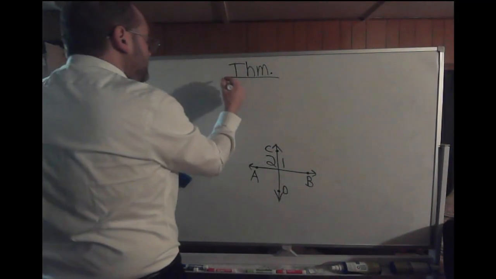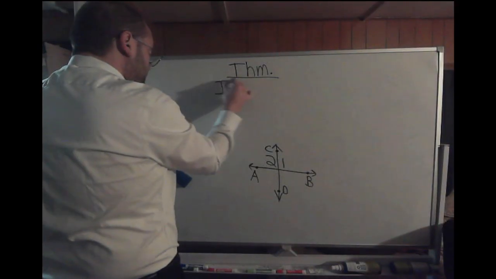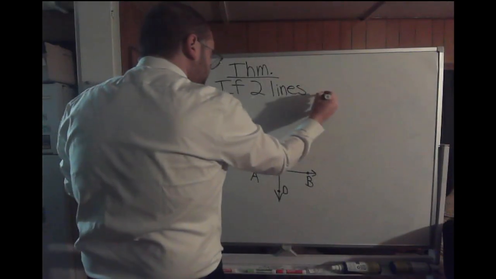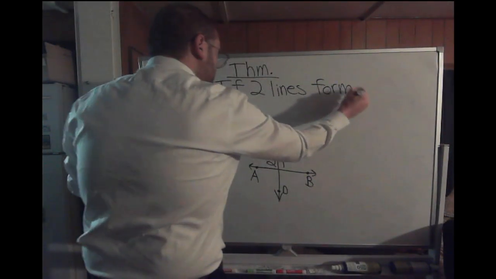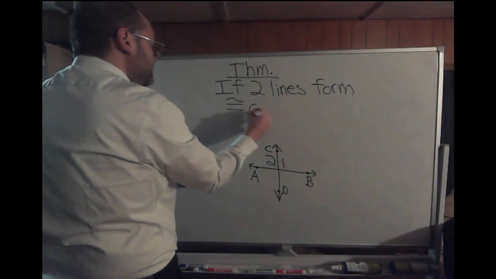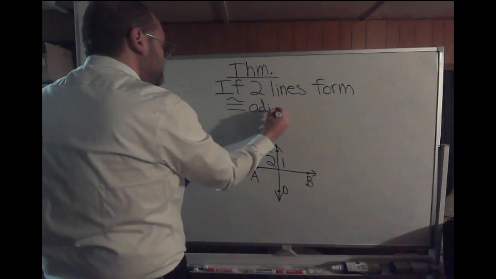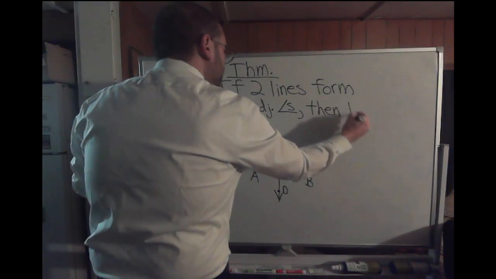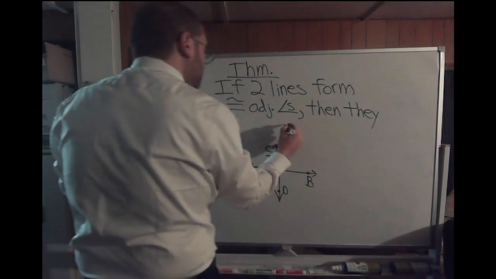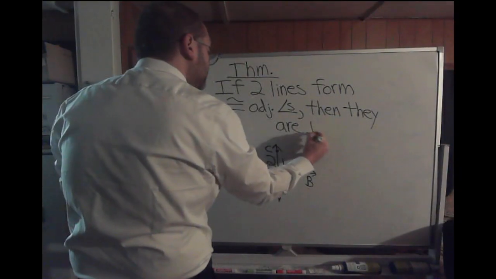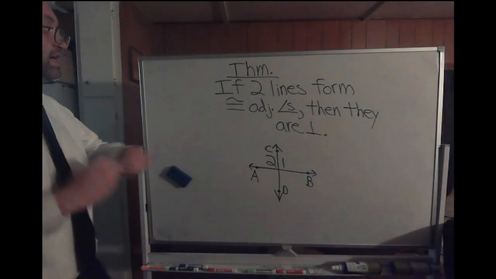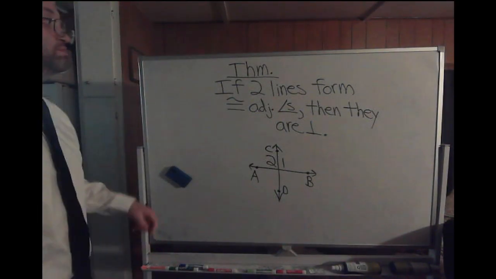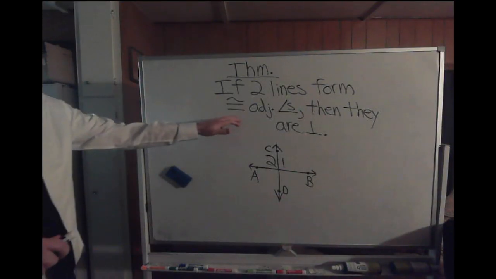is the converse of that. If two lines form congruent adjacent angles, then they are perpendicular. So if two lines form congruent adjacent angles, then they are perpendicular. The converse of the first theorem is what this is, and this is also true.